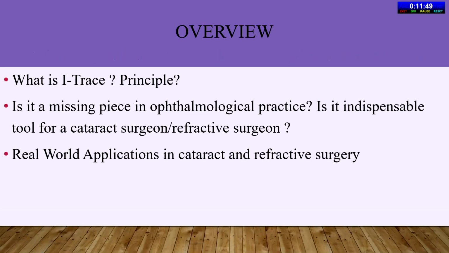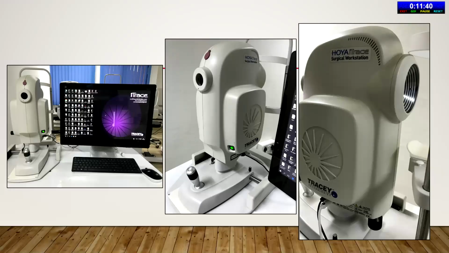So what is iTrace? Is it a missing piece in ophthalmological practice? Is it an indispensable tool for a cataract or a refractive surgeon? And some real-world applications with some case scenarios. This is how the iTrace looks.